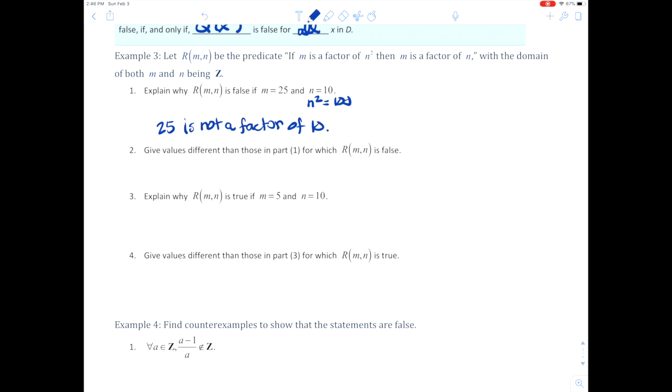So why don't you guys think about this one and do number 2. We want to give values different than what we just used for which r at m and n is false.